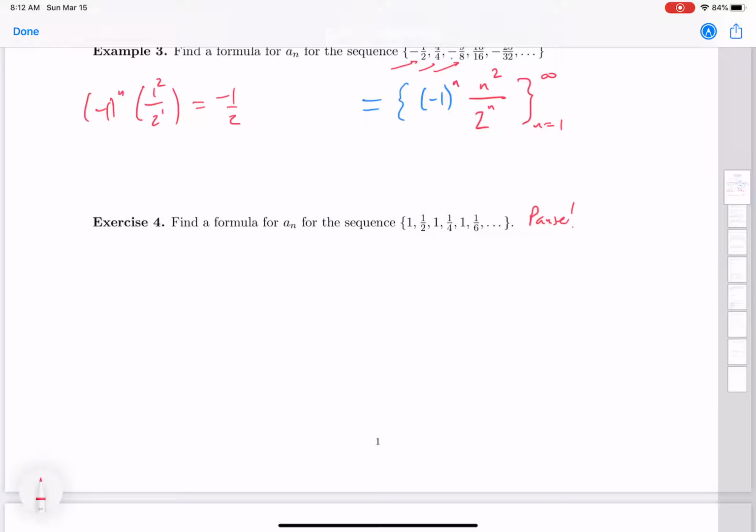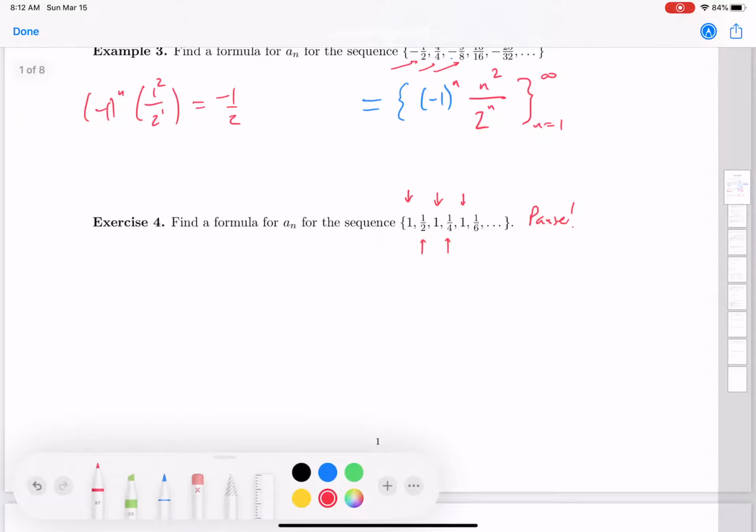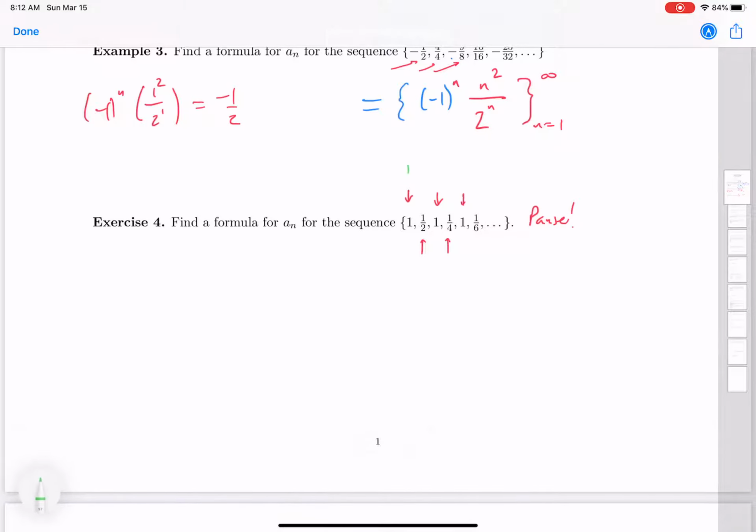Okay, hopefully you have worked on this one. The big thing to notice for this one is that we're changing each time whether our n is positive or negative. So this is n equals 1, n equals 2, n equals 3, n equals 4, n equals 5. Anytime that n is an odd number, we're just getting the number 1. And anytime we have an even number, we're getting 1 divided by that even number. So this is going to end up looking like a split function.